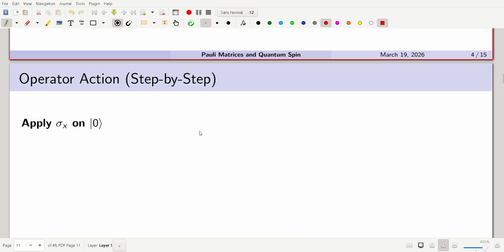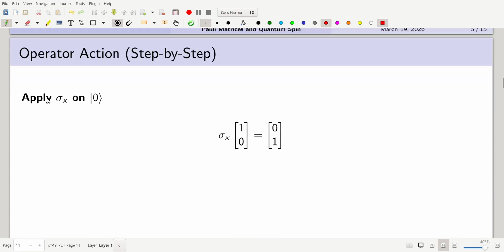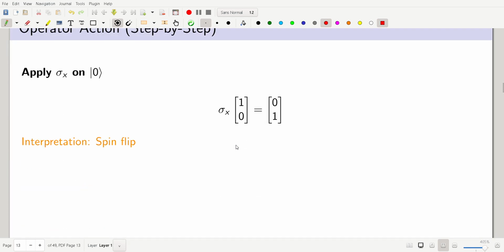Let us apply sigma x on |0> step by step, as an operator action. Sigma x times (1, 0) is equal to (0, 1). So this is called spin flipping: where there was a 1, it puts a 0, and where there was a 0, it puts a 1. This is the spin flipping interpretation.